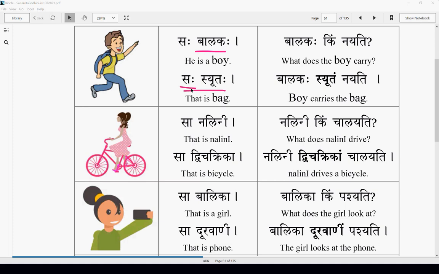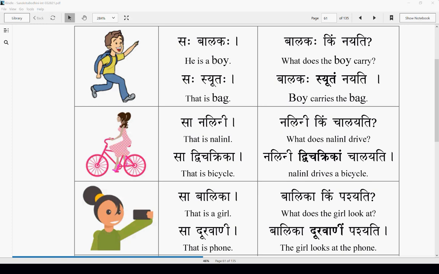Now the question could be Kasya Syutah. Kasya Syutah, if we ask the question, what is the answer? His bag. Sanskritena. Kasya Syutah? Balakasya Syutah. Balakasya, because there is a Balaka and there is Syuta, and the Syuta belongs to Balaka. So Balaka turns into Shashti Vibhakti form, which is Balakasya Syutah.